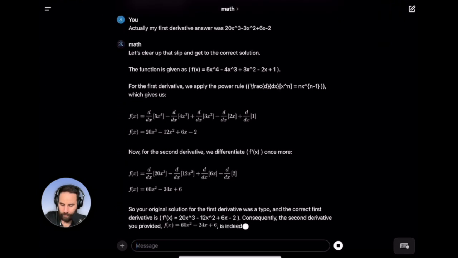And so it shows the second derivative. So your original solution for the first answer was a typo, and the correct first derivative is that. Consequently, the second derivative you provided is indeed correct. All right, so it didn't quite do exactly what you wanted, but it did a pretty good job of saying, hey, this is the correct solution. Check to see where you went wrong.